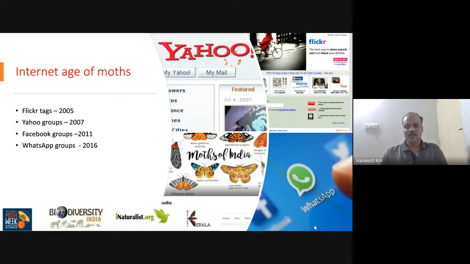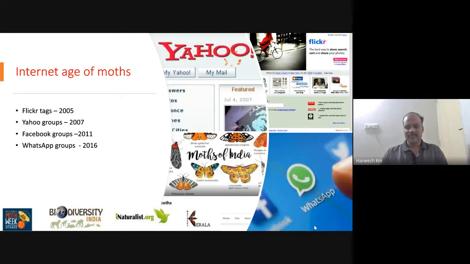the Yahoo group. A lot of people of similar interests were there, so somebody might identify it. Sometimes a moth may not get identified. So that was in 2007. Then the groups on Facebook were active on butterflies and all from 2009, 2010. Then the Indian moths group started on Facebook in 2011. So still it is active.